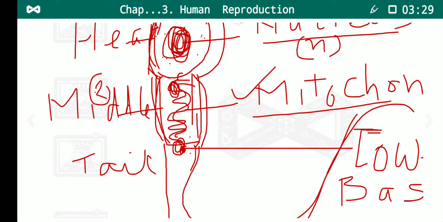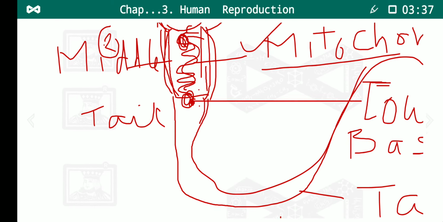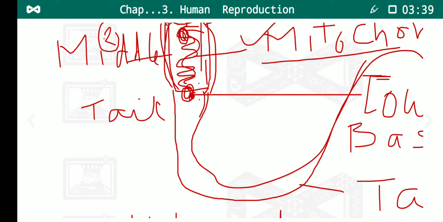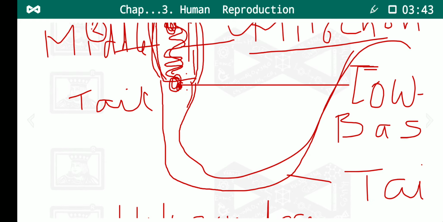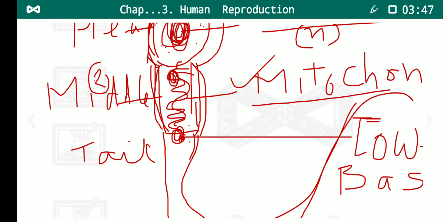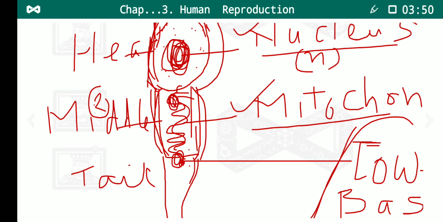Beside this, the upper and lower centrioles convert into basal bodies. So this is the upper basal body and the lower basal body. From the lower basal body the long tail arises. So this is the structure of sperm.